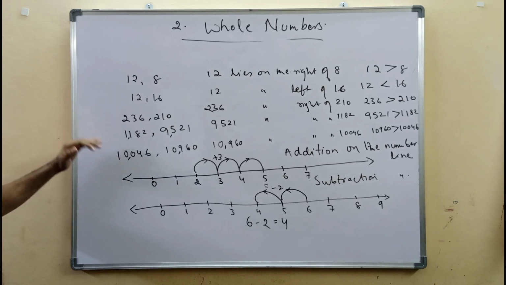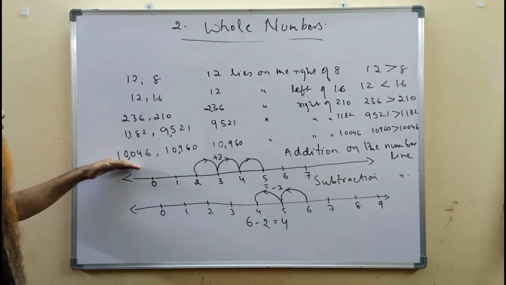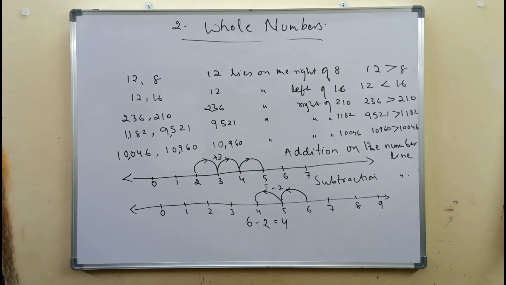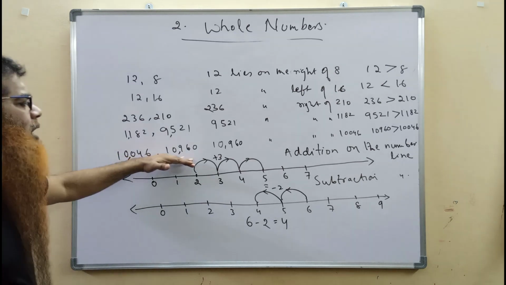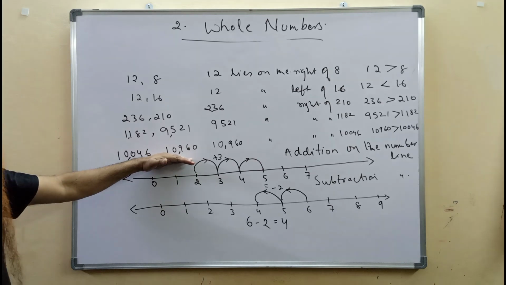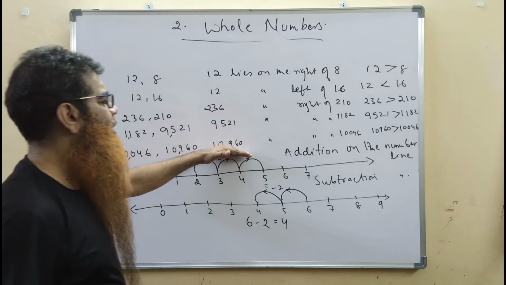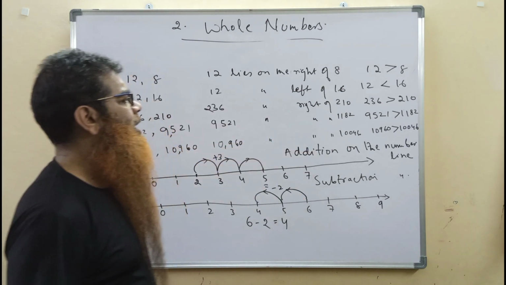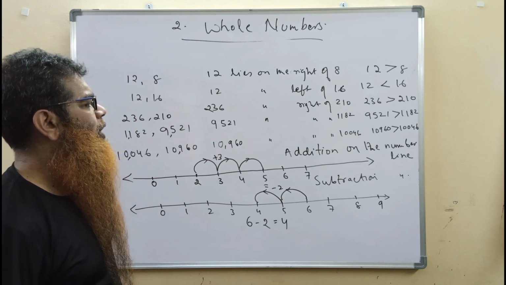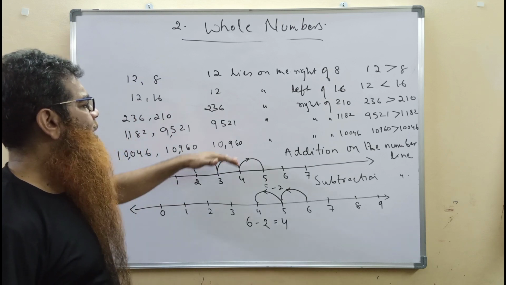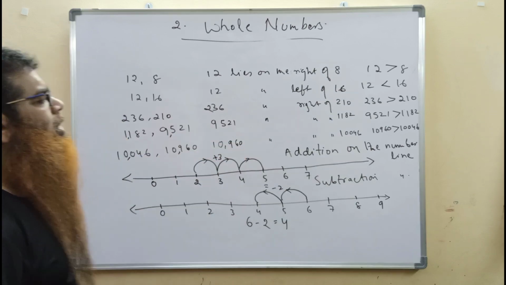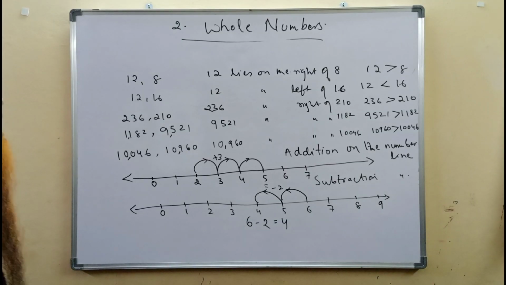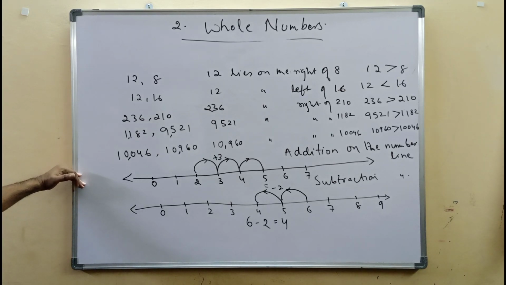We have two 5-digit numbers here to compare. It is 10,046 and 10,960. 10,960 is greater than 10,046 and lies on the right side on the number line of 10,046. Now showing addition on the number line.